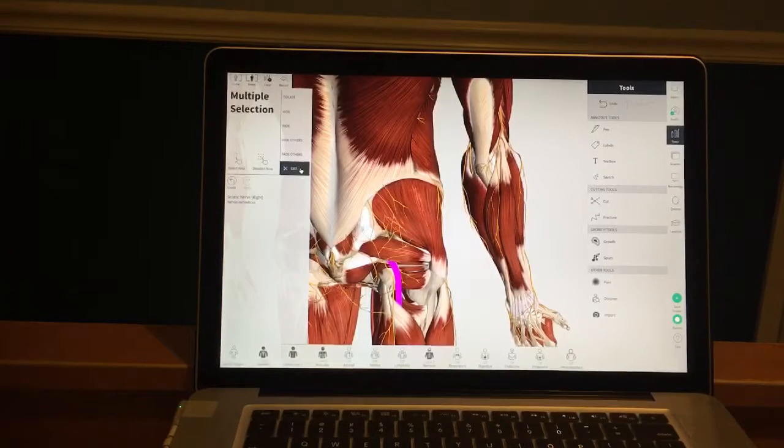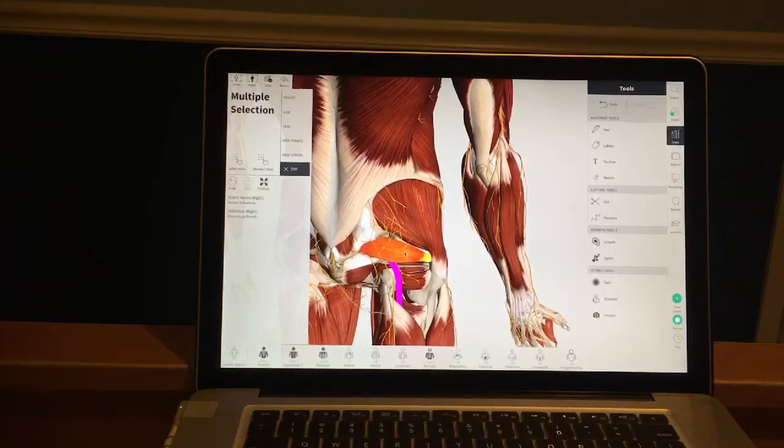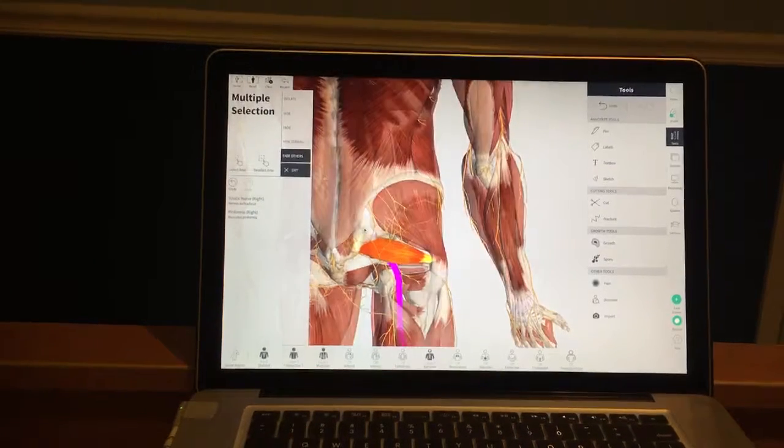So I would like to look at the sciatic nerve and the piriformis, and I would like to fade the rest.